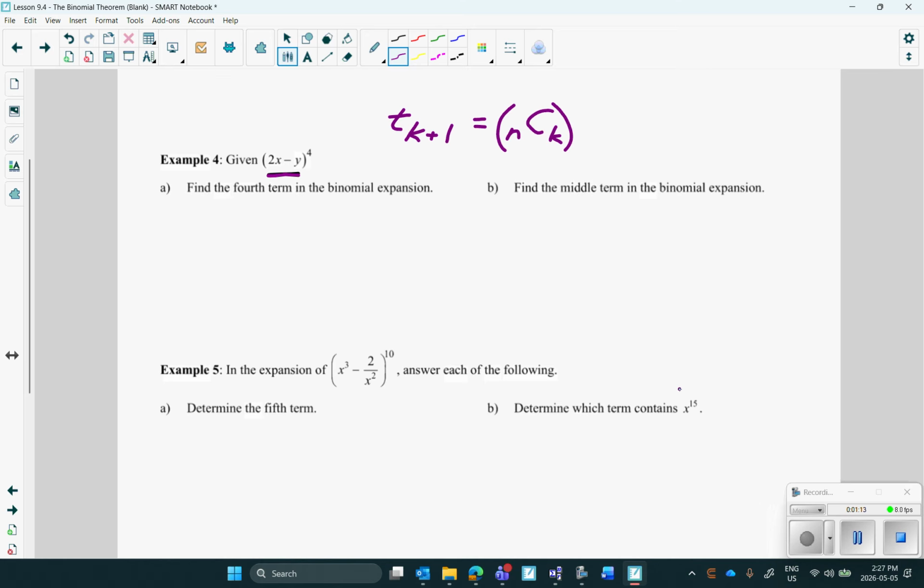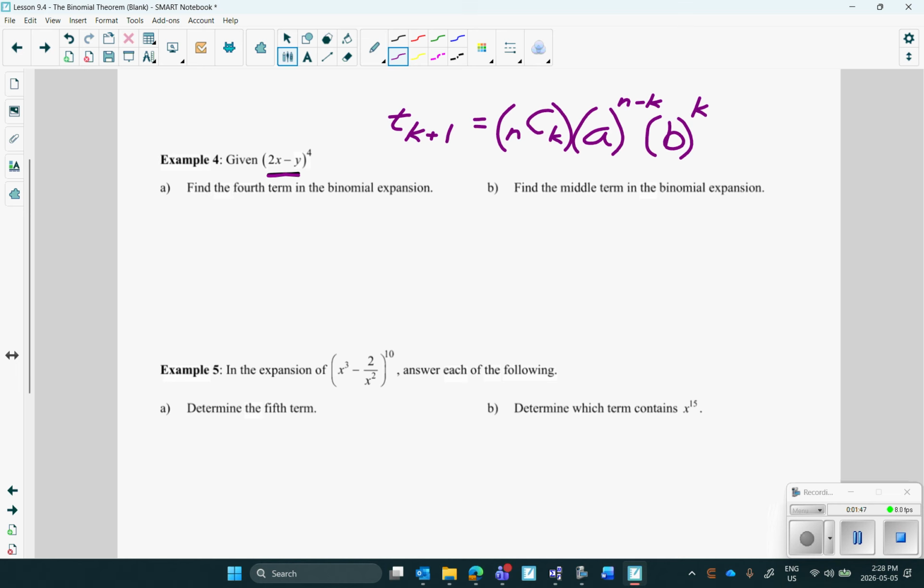Then whatever the first term of the binomial is, I'll just call it a. In this case, it's 2x. Okay? We raise it to the n minus k. And then we take the second term in the binomial. In this case, it'd be negative y. And we raise it to the k. And remember, k represents 1 less than the term number. So if we're finding the 5th term, k is 4.